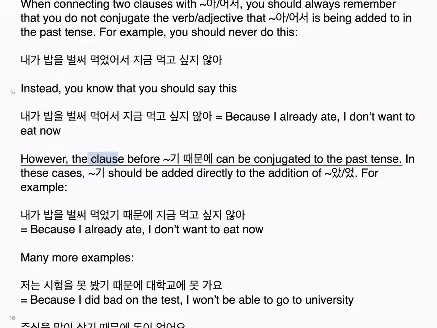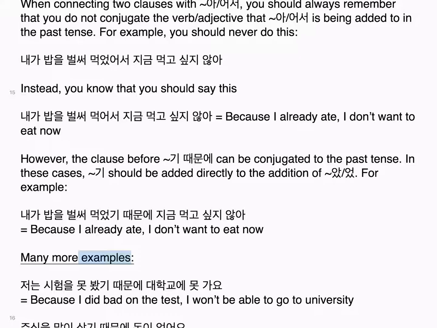However, the clause before 기 때문에 can be conjugated to the past tense. In these cases, 기 should be added directly to the addition of 았/었. For example, 내가 밥을 벌써 먹었기 때문에 지금 먹고 싶지 않아. Because I already ate, I don't want to eat now.